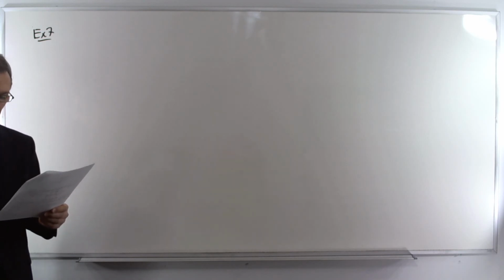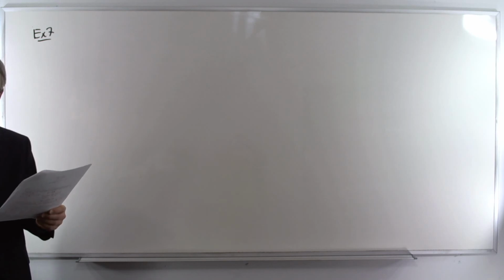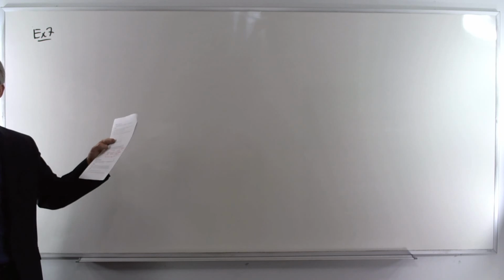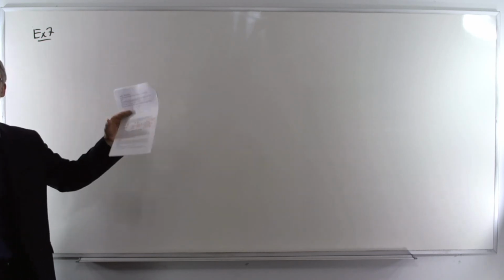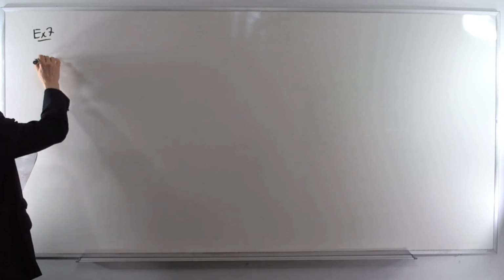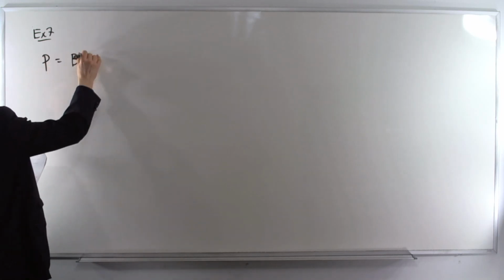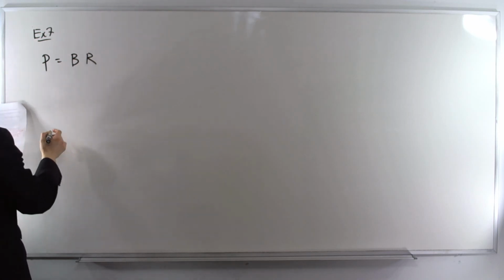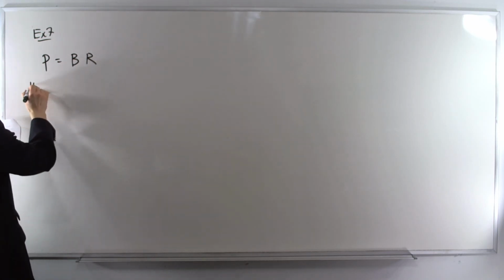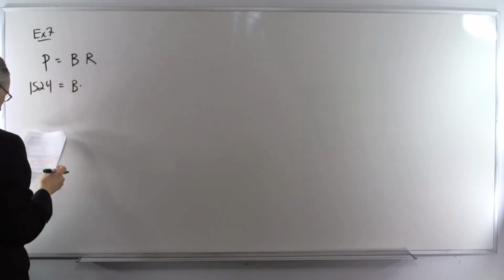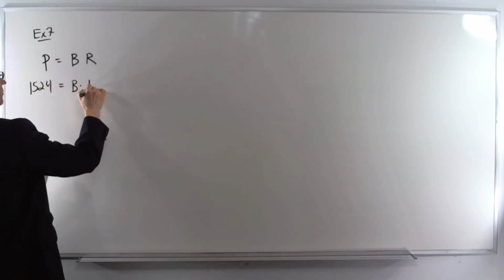So which one's going to be the base? Is it the number of people who live in apartment buildings, or the number of people who live in the entire city? Well, the base is clearly all the people in the city. So we're solving for the base. And the part is the people living in apartment buildings. So 1,524 equals the base times 12%.